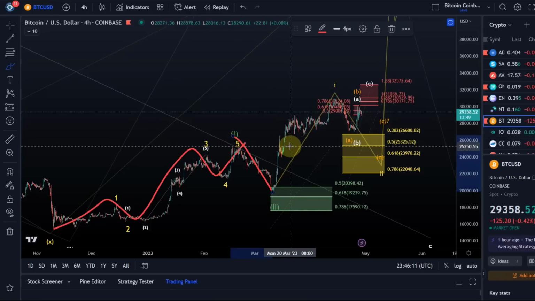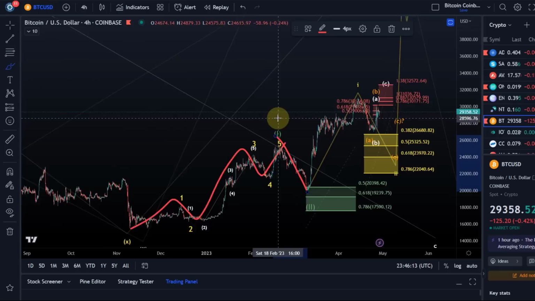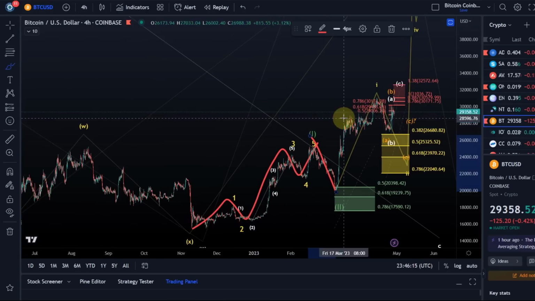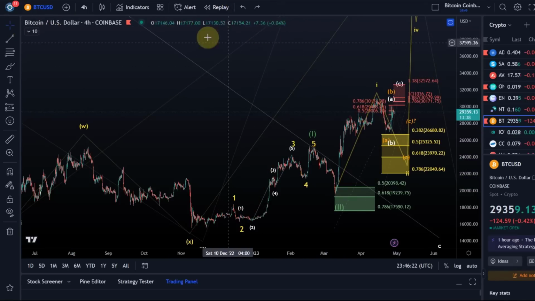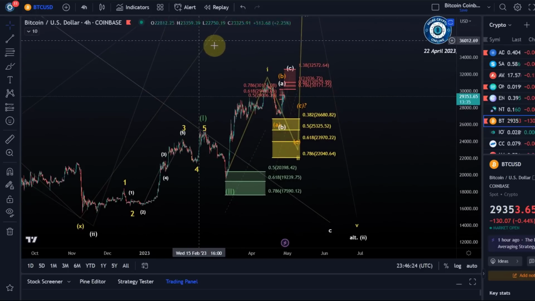And that was here at 25.2K. And that was for us the confirmation. And the price rallied significantly afterwards. But of course, again, confirmation isn't certainty.